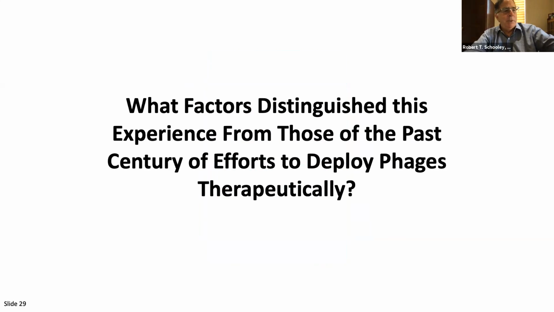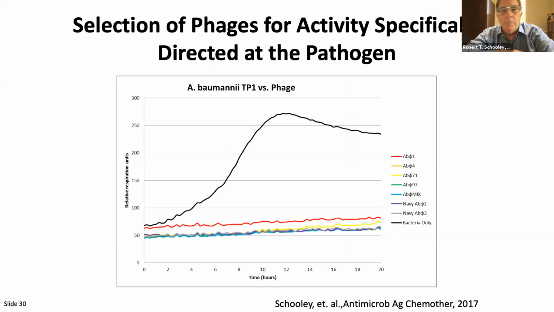So what did we learn from this experience that was different from what we learned in the past? First was that it was very important to be able to have phages that you knew were active against the patient's organism. This is an approach that the Navy uses to choose phages that are active against a given organism. They place the organism in each well of a 96 well plate, and then in each of those wells using robotics, they put different phages, and they look to see in which wells the metabolism of the bacterium is retarded.